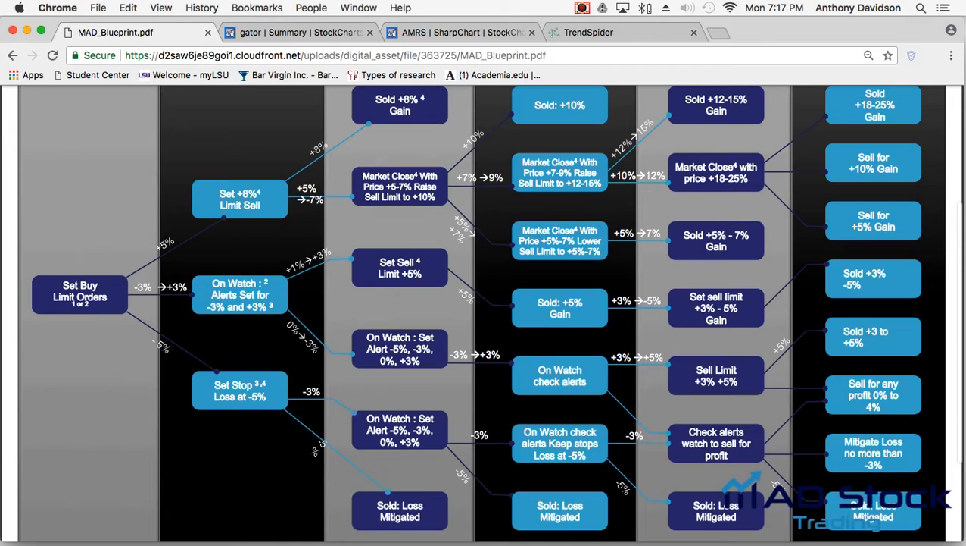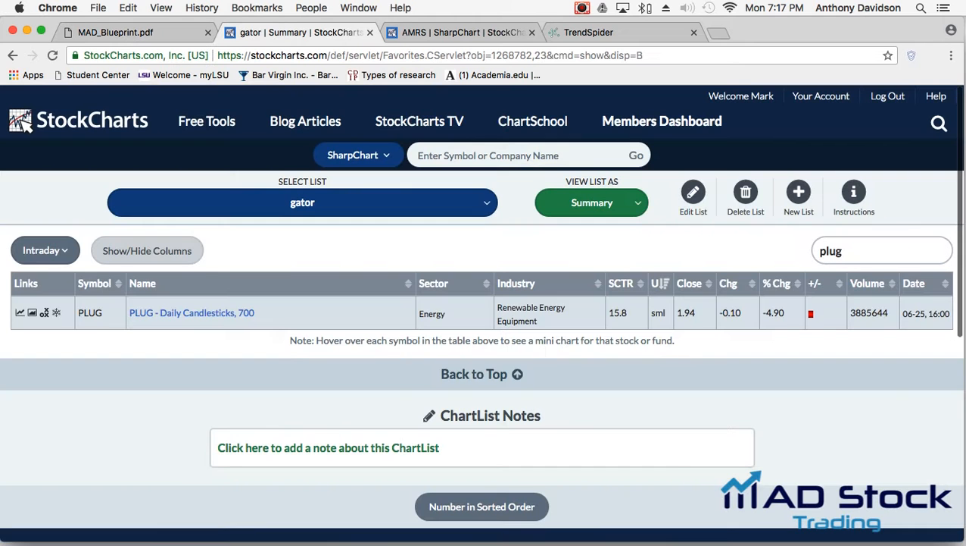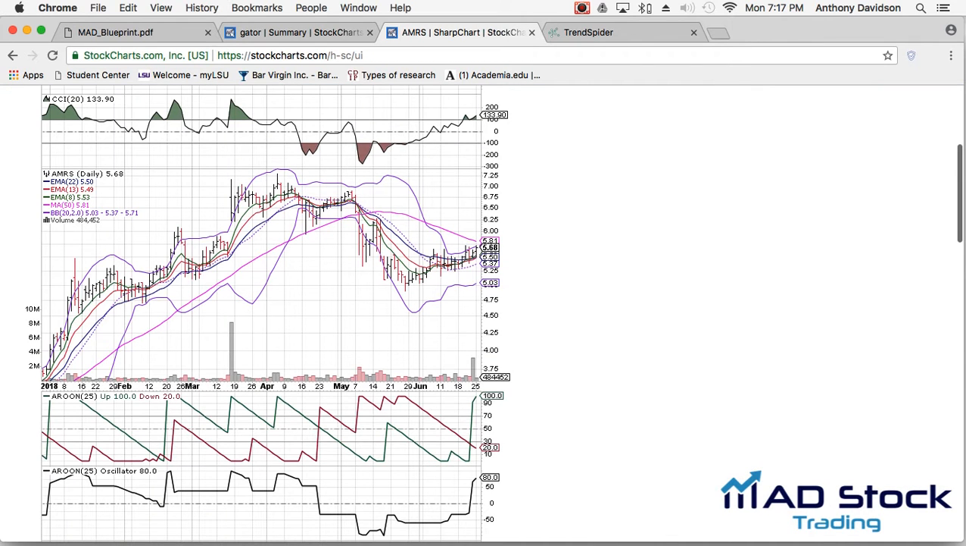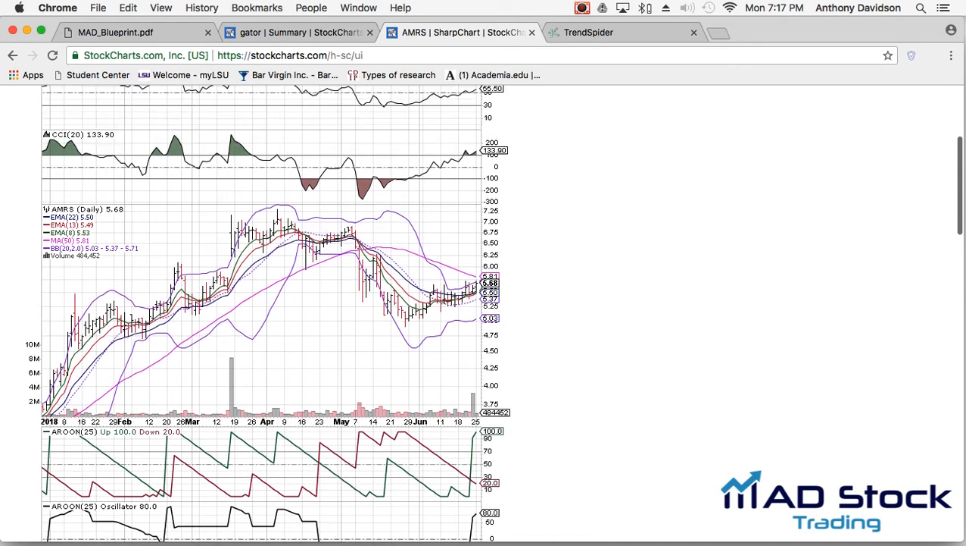So I got this, but I'm going to first look at stockcharts.com. I'm going to look at the charts and the indicators, and then look at the trend spider, and that'll help me make my decisions. So the first one, AMRS, the end of the day at 568. I thought it ended at 569. We got in at 559, about a 2% gain there.